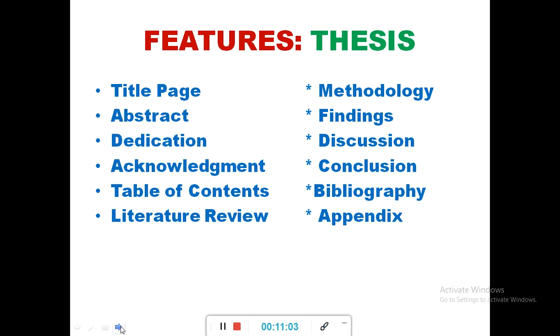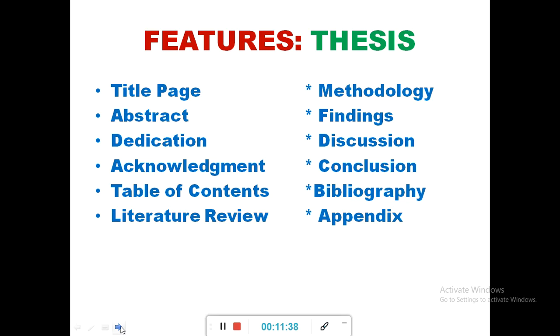Then the next is the discussion, which will discuss your findings, or sort of interpret your findings so that the average person, or the uninitiated, if you like, will understand what you are talking about. What will be the import or the importance of your findings, or the relevance of your findings to the society.